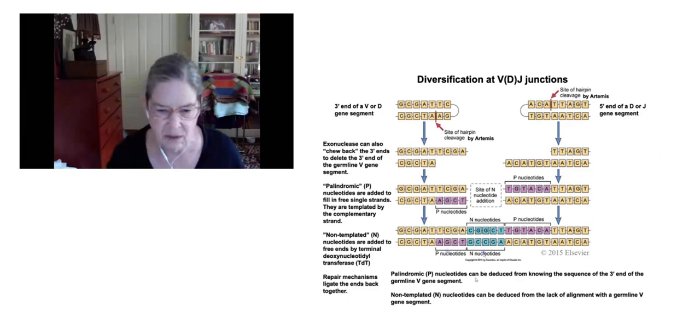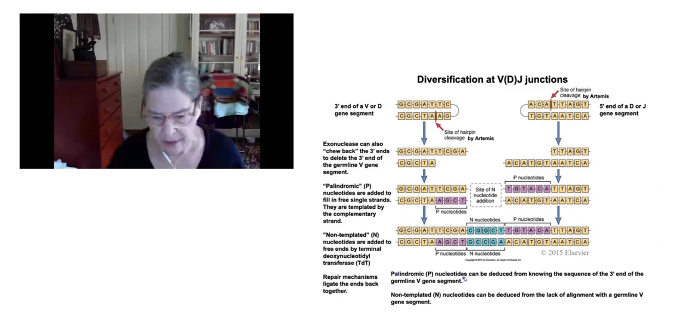So you can have P nucleotides and N nucleotides, or this whole thing can get chewed back by exonucleases, and you can actually chew back into the gene. So this is important for people when they're looking at the CDR3 of the light chain. This is the CDR3 of the light chain, but typically you wouldn't see N nucleotides there because TdT isn't very active when you're rearranging your light chains, but it is pretty active when you're rearranging your heavy chain genes.